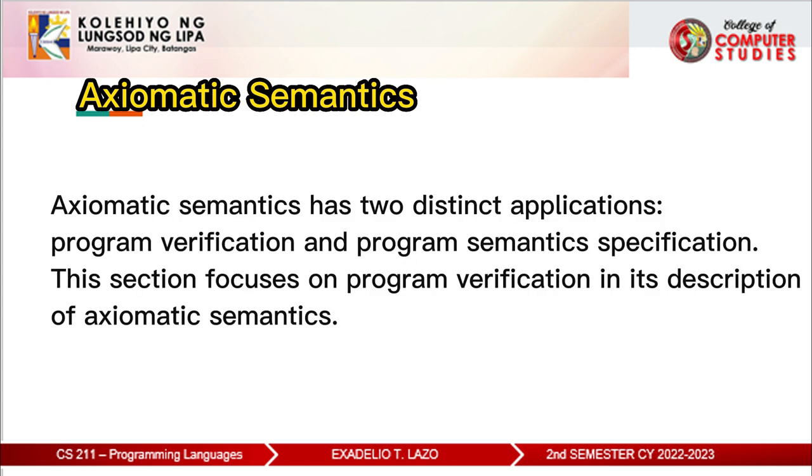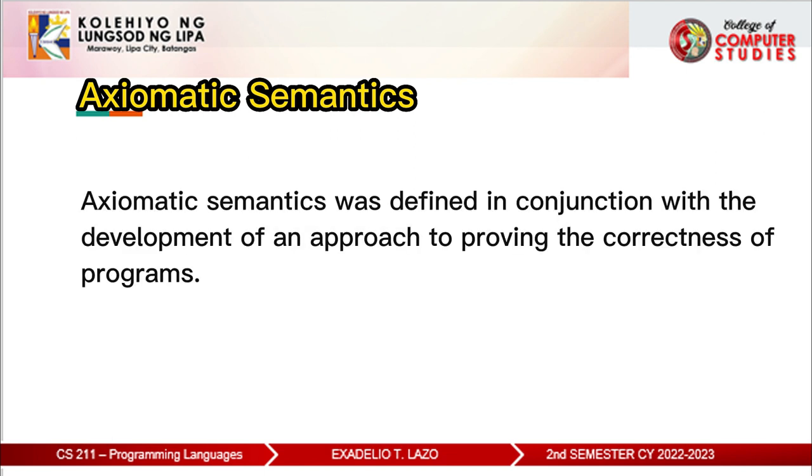Axiomatic semantics has two distinct applications: program verification and program semantic specification. This section focuses on program verification in its description of axiomatic semantics. Axiomatic semantics was defined in conjunction with the development of an approach to proving the correctness of programs. Such correctness proofs, when they can be constructed, show that a program performs the computation described by its specification.